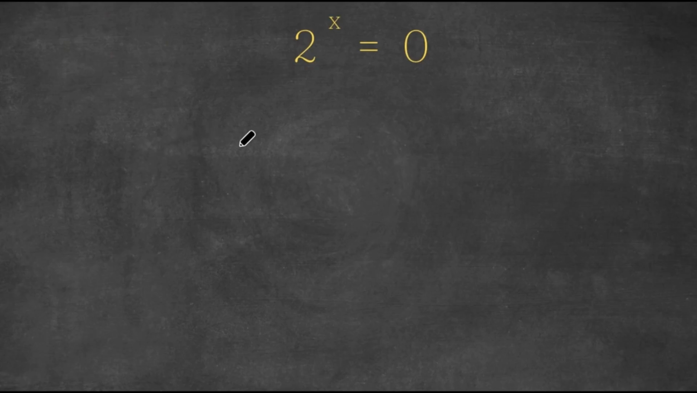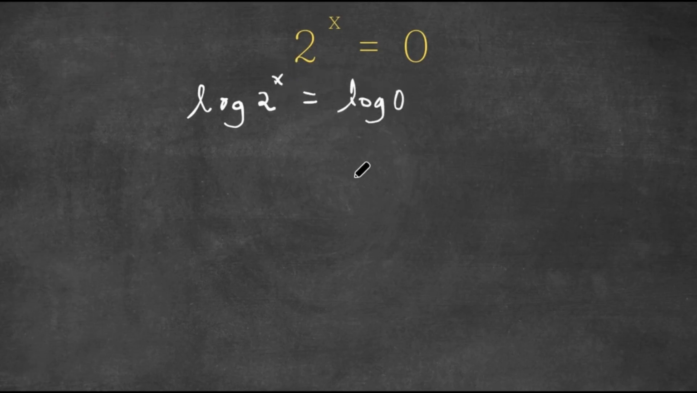In today's video, I'm going to be teaching you guys how to solve this exponential equation. So we have 2 to the power of x is equal to 0. Now what I'm first going to do is I'm going to take the log on both sides. So now I have log 2 to the power of x is equal to log 0.